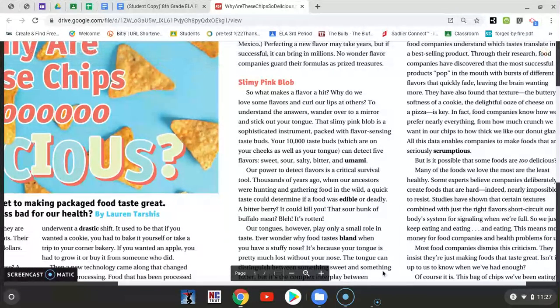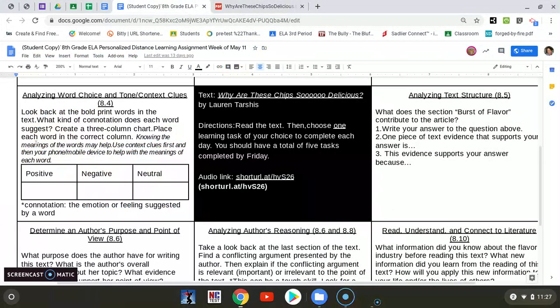It is your task to use only what you see there within the text to complete the items that you see. So it's a 3-column chart. You're placing each word in the correct column as being positive, negative, or neutral connotation. Down here at the bottom, it tells you connotation is the emotion or feeling suggested by a word. How does a word make you feel? That's a part of a word's meaning as well. And so you're trying to determine if the word comes off positive, negative, or neutral.